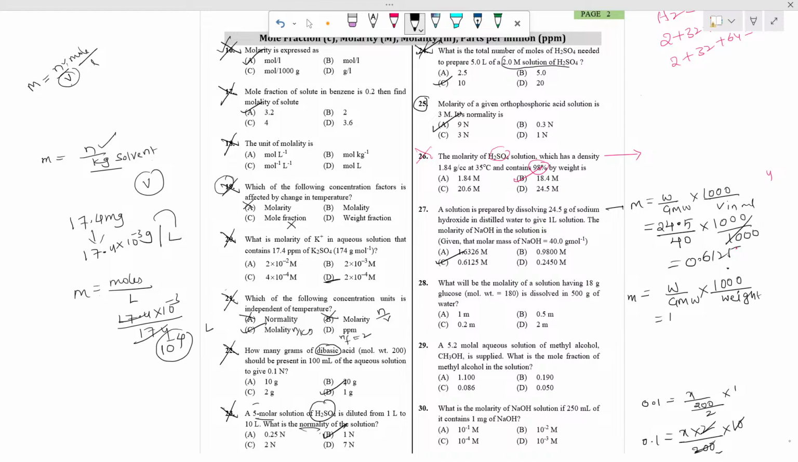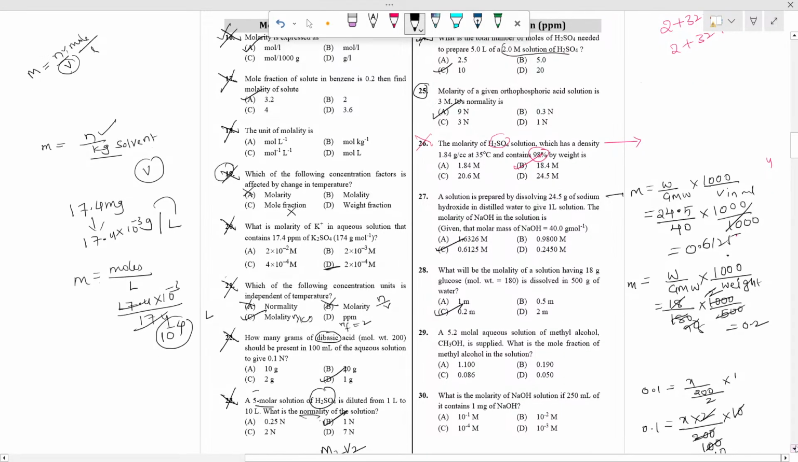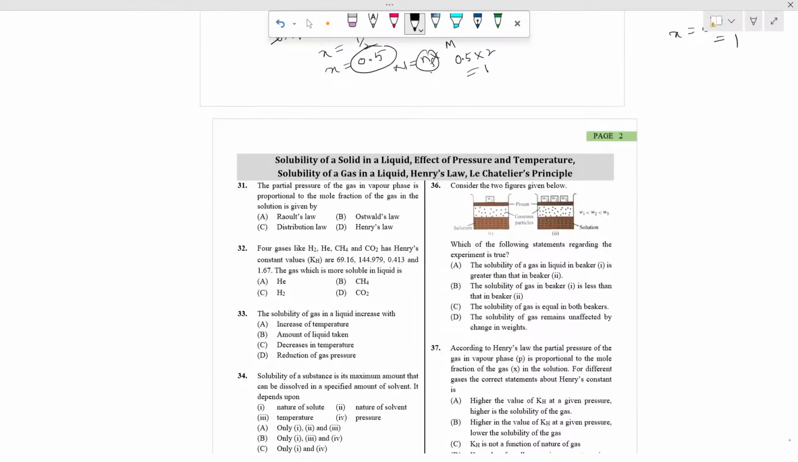How much weight is given? 18 grams. What is the gram molecular weight? 180, into 1000 upon the weight of the solvent, which is 500 gram. Cancelling: 500 divided by 2 and so on, 18 and 180 cancel down, so 1 by 5 will come, which is equal to 0.2. So the answer is this one. I hope this answer is clear to you. Next, we'll go for question number 29.